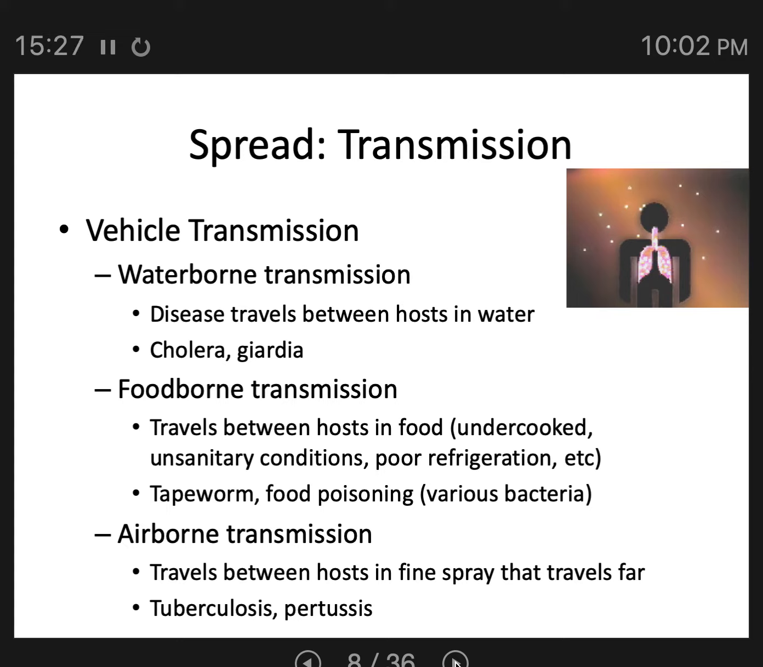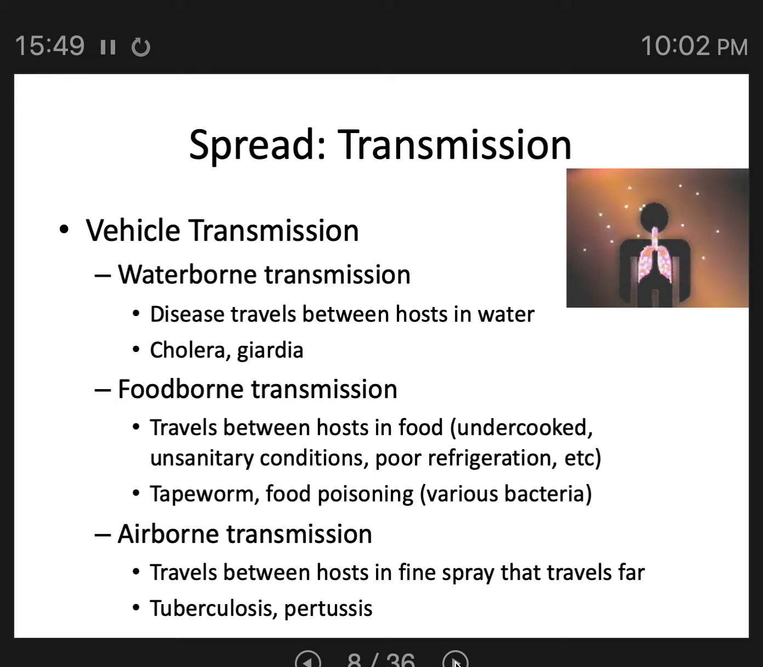And then the third style of vehicle transmission is airborne transmission. This is similar to droplet transmission, but you don't have to be near the infected person to pick it up in this case. This is when the droplets are very, very fine, a fine spray that can travel far, much farther than a meter. Some examples would be tuberculosis or pertussis.